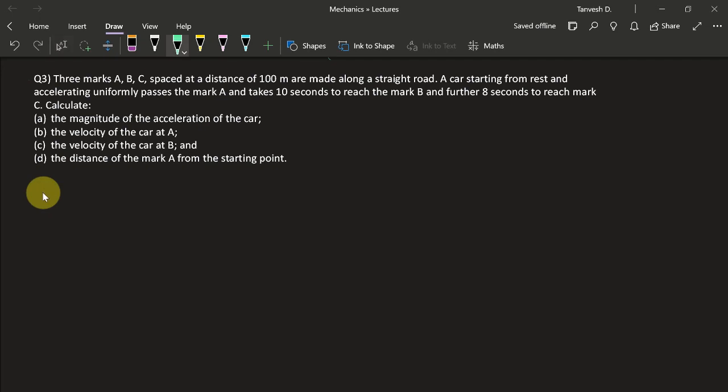Let us solve the next numerical. What is given is 3 marks A, B, C spaced at a distance of 100 meters along a straight line. So let me make 3 marks, A, B and C, and they are spaced at a distance of 100 meters, right? So 100 meters is the distance between them.